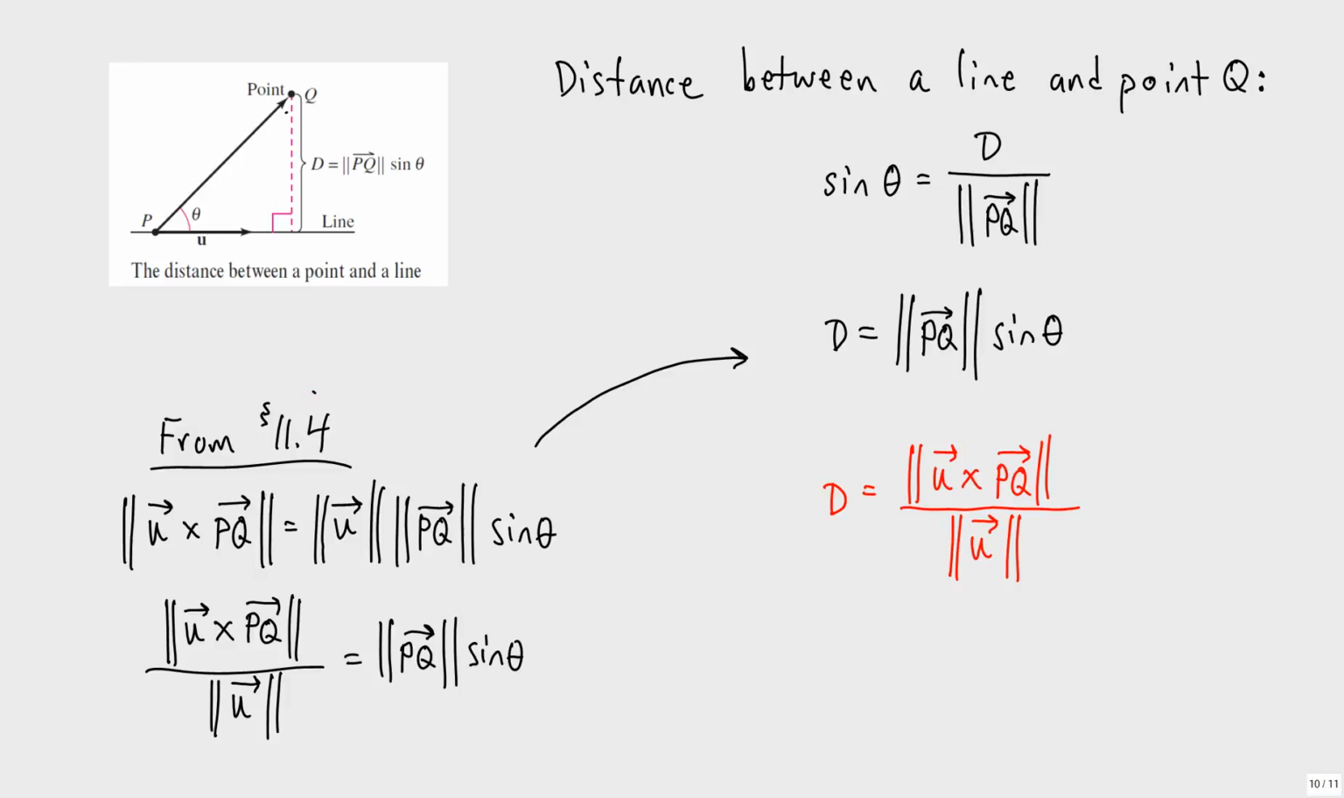But earlier, in section 11.4, we saw that in this exact setup, sine of that angle times that magnitude is really the same thing as the magnitude of the cross product of vector u and PQ, divided by the magnitude of vector u. So we can swap that out for the magnitude of the cross product of u and PQ divided by the magnitude of u. That way we don't need the angle at all. We just need u and PQ.